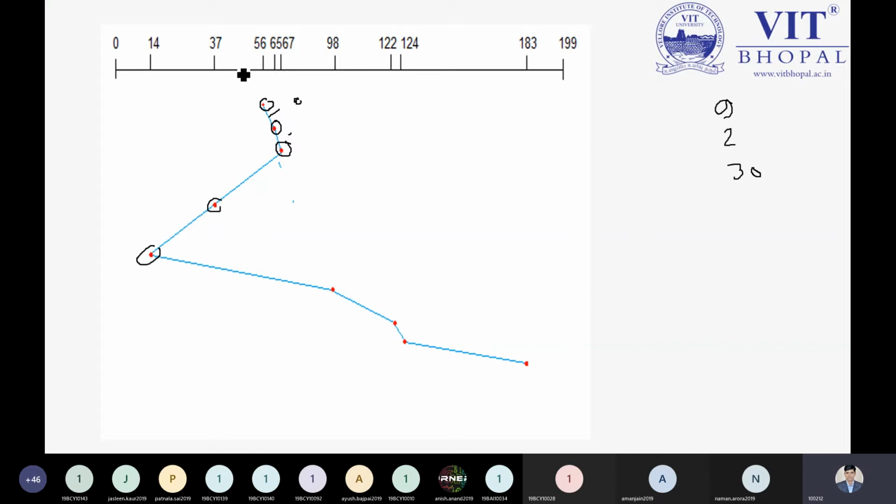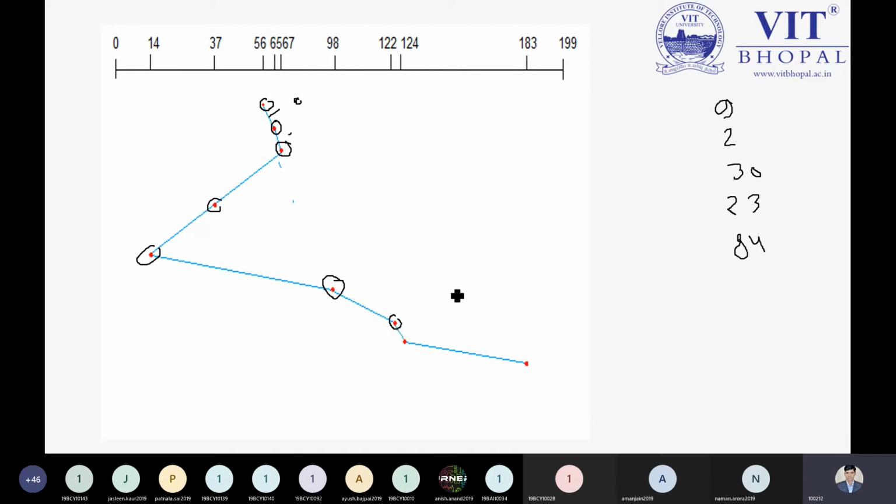What is the difference between 37 minus 14? So you will get it. What is the value? 23. Okay, and then 14 to 98. How much value are you getting? 84. And then the closest is 122.